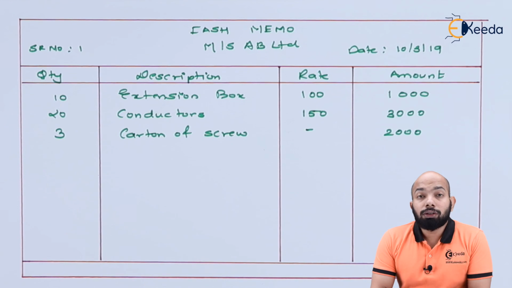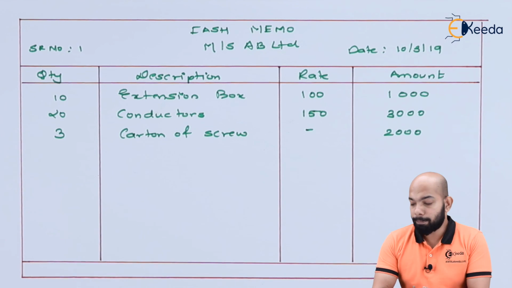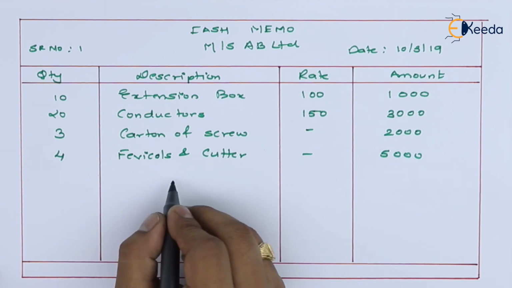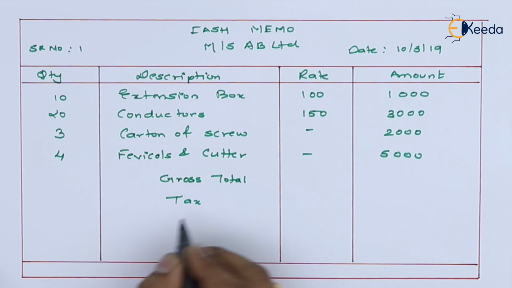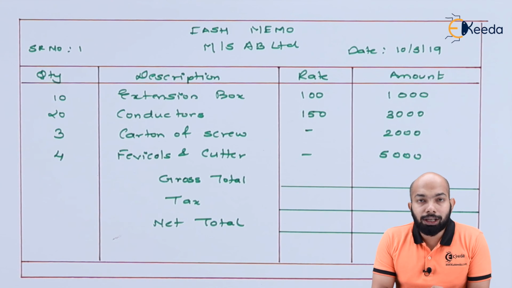The third transaction refers to 3 cartons of screws being sold out to Mr. Hassan, the total worth rupees 2000. Hence, there has been no rate mentioned. You can just mention the dash here, or you can divide it and you can get the rate per unit or per carton. Now that we have mentioned all the items, we'll first total and get the gross total amount, on which we'll apply GST, that is at the rate 4%, and then we'll figure out what is the net total there.